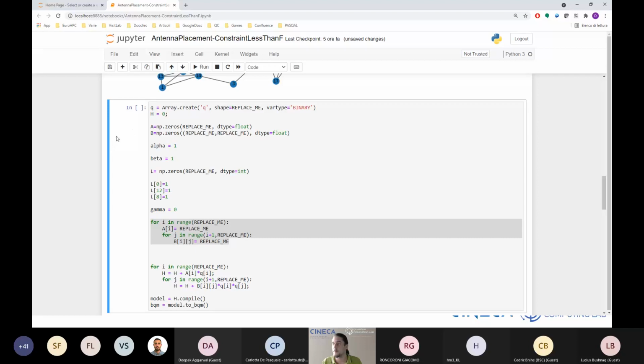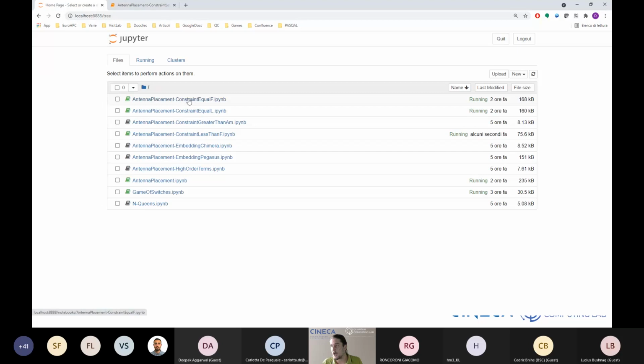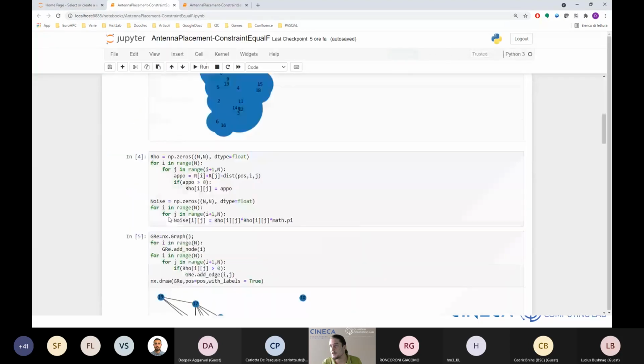Okay, now we are here. Q the array. How many qubits do we have? N tot. So the same thing, we have to do this. Also here, it's important to do the entire calculation over all the qubits, because in this way we can be sure that the constraint, the inequality constraint, will act only on the Gauss qubits, because we can write here the same things that we wrote here.